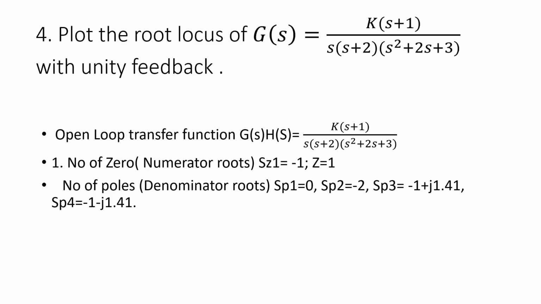So first, let us consider the open loop transfer function. And from that, we see we have a numerator as well as the denominator. Numerator represents zeros. So when we find the solution, we see s equal to -1. So s equal to -1 will be a zero. There is a zero at s equal to -1. And because there are 4 poles in the denominator, that is at s equal to 0, s equal to -2, s equal to -1 plus or minus j1.41. The order of the system is s power 4, so we have 4 poles. Denominator represents the poles of the system.